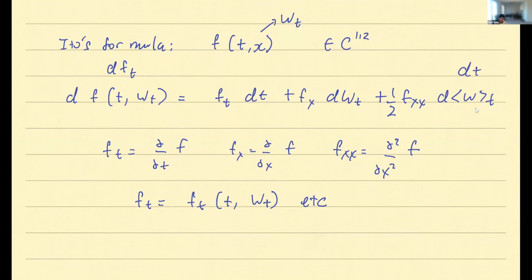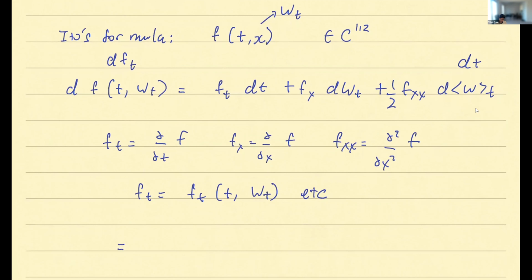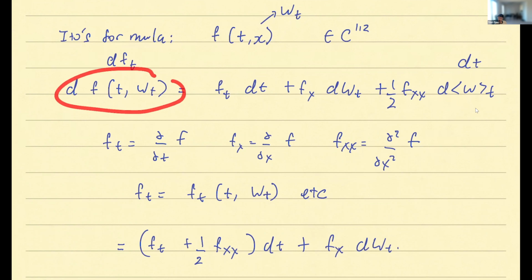But you'll see a reason why I want to keep it like this. It is dt, all right? But for the general case, it's good to have this to begin with. So you can compactly write it like this: f sub t plus 1/2 f sub xx dt plus f sub x dWt. All right, so that's Ito's formula for you.